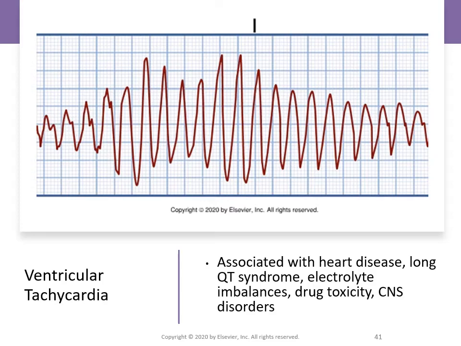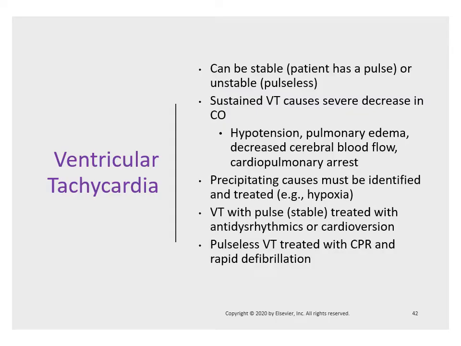And although I previously mentioned that this is a life-threatening rhythm, the patient can be stable with a pulse and a blood pressure, but sustained V-tach brings the signs and symptoms or manifestations that go along with that. The treatment goals focus on changing the rhythm and identifying the cause. When it's stable, we can treat it with antidysrhythmics or cardioversion. If it's pulseless and unstable, then we begin CPR and go to defibrillation.